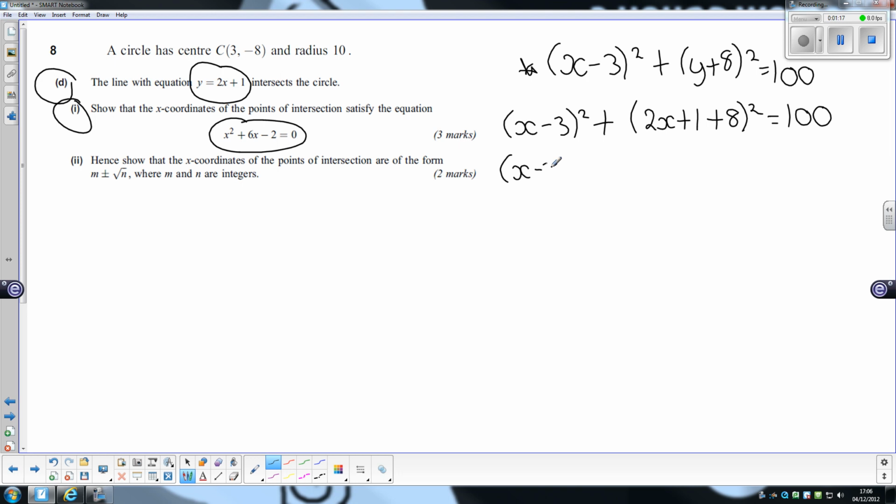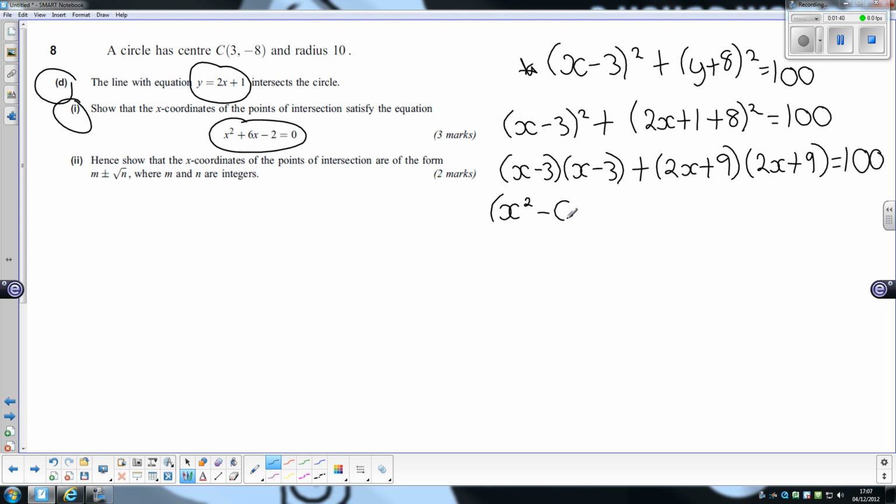So we've got (x - 3)(x - 3) + (2x + 9)(2x + 9) equal to 100, since 1 plus 8 is 9. To remind you, each of those is a set of double brackets. Multiplying out, we will get x² - 6x + 9 plus 4x² + 36x + 81 is equal to 100.